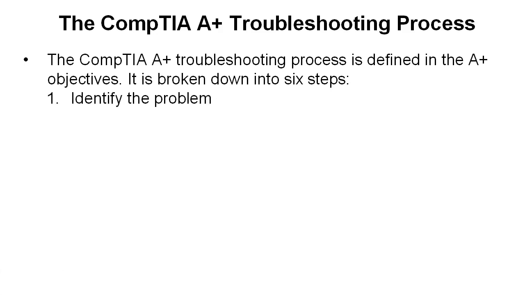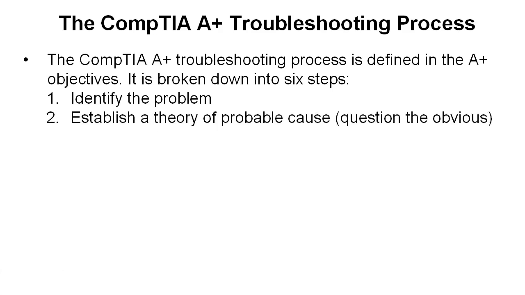Step 1, identify the problem. You want to question the user, identify any user changes to the computer, and perform backups before you make any changes to the computer. Step 2, establish a theory of probable cause. And you want to question the obvious. Start with the most likely cause. Step 3, test the theory to determine the cause.